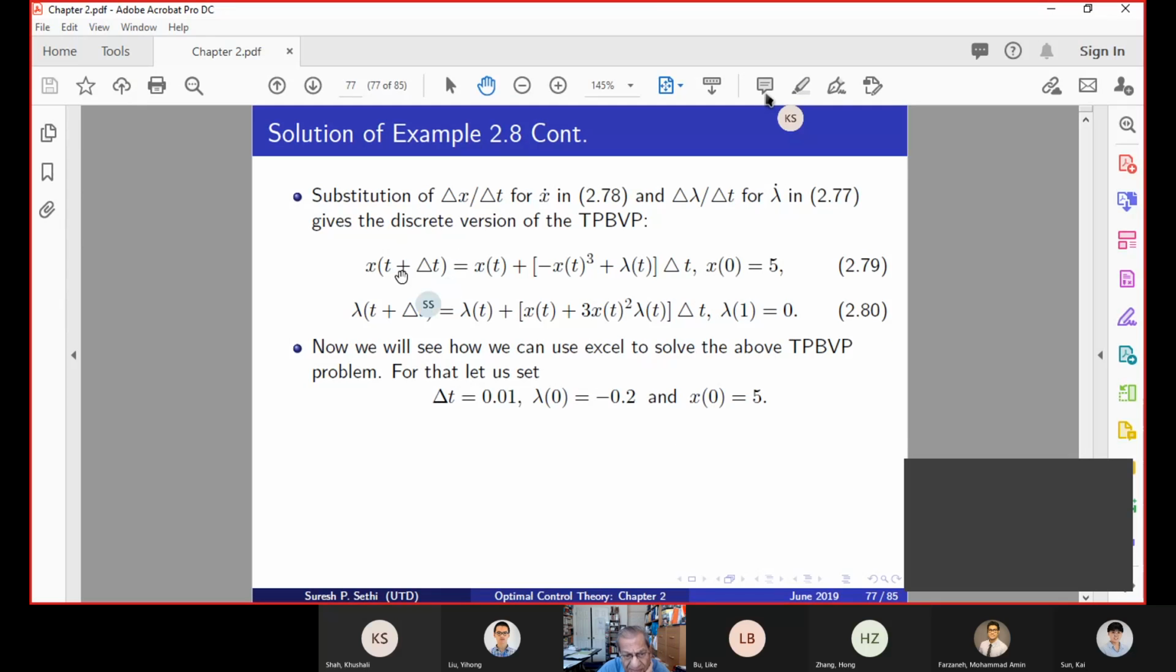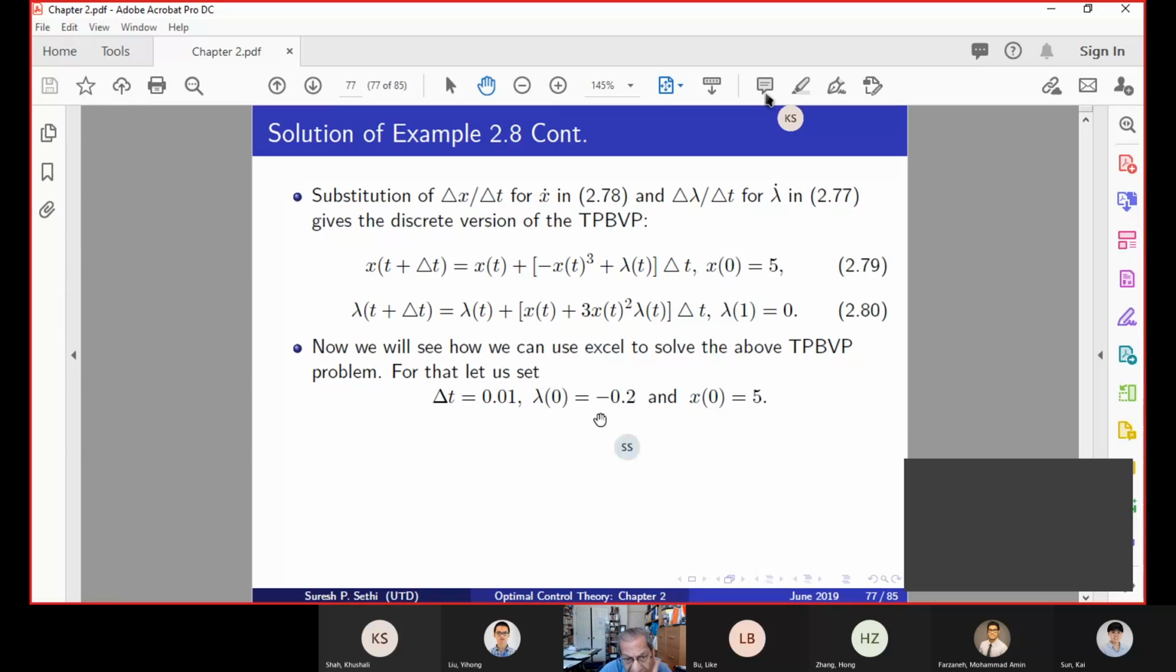You see, x of t plus delta t minus x of t, divided by delta t, is x dot. So for x dot, this minus that divided by delta t is x dot, and on the other side it is that. So that delta t moves onto this side, and I have an equation in discrete intervals of delta t. Same thing for lambda. I have to give some value of delta t, which is 0.01, let's say, and I have to give a guess for lambda 0, some guess, and I have x0 equal to 5.